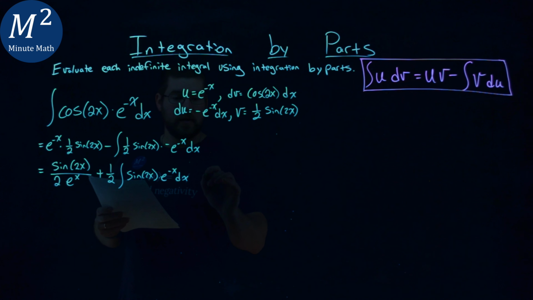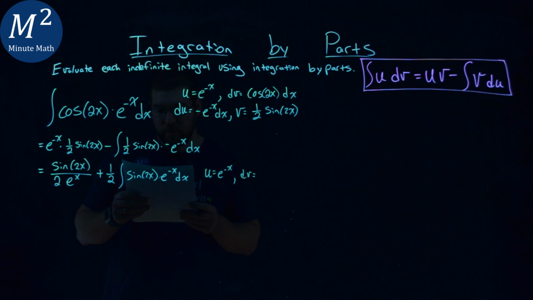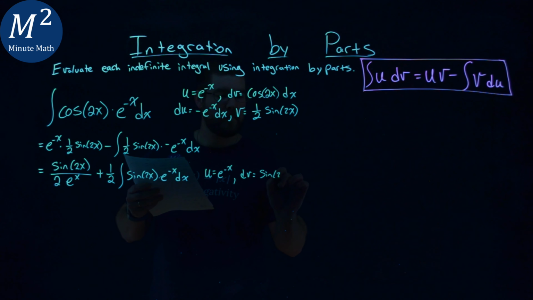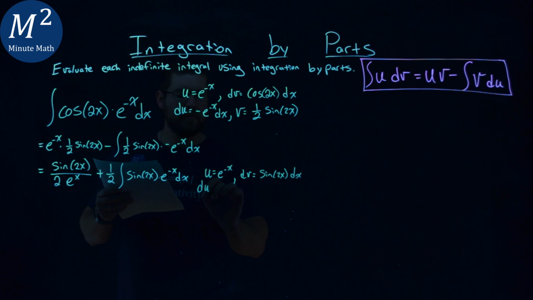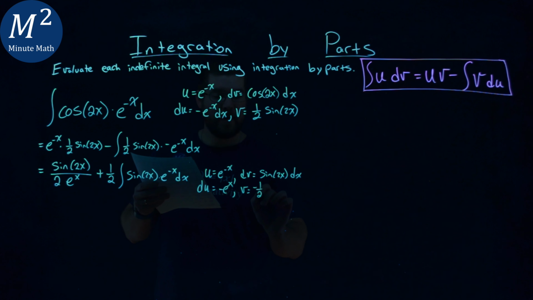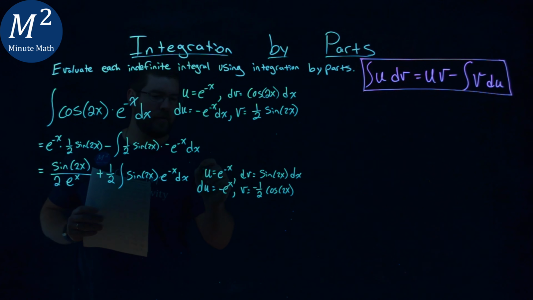So we have a u value here. Let's set it again to be that e to the negative x. All right, and we're going to set our dv value here to equal our sine of 2x dx. Okay, so du, again, same as before, is a negative e to the negative x power, and our v value here is a negative 1/2 cosine of 2x. Okay, let's keep all the ducks in a row and separate that out here.